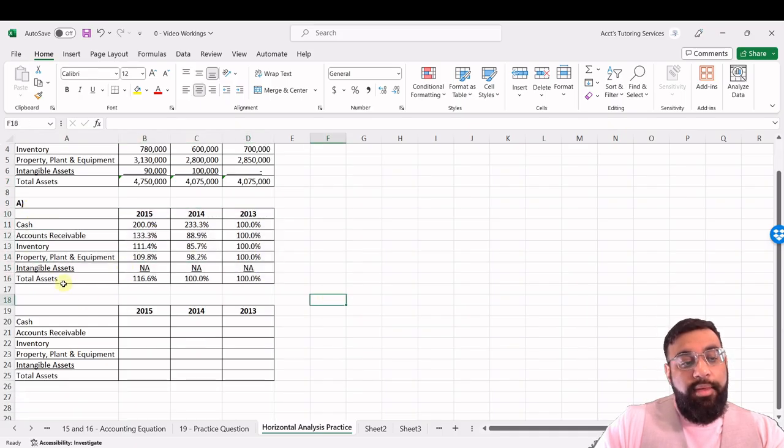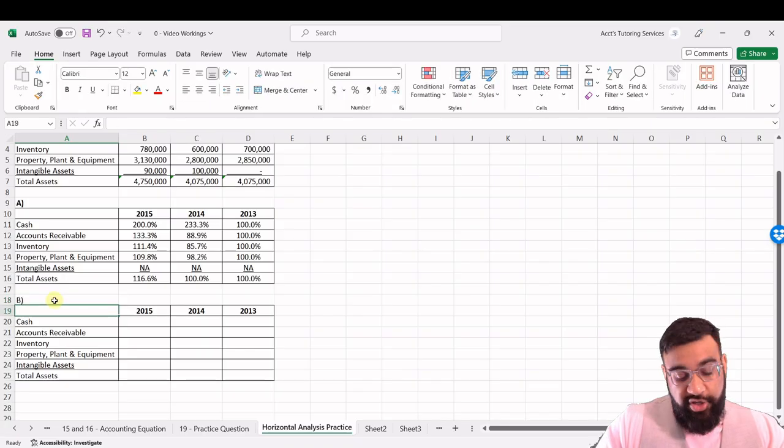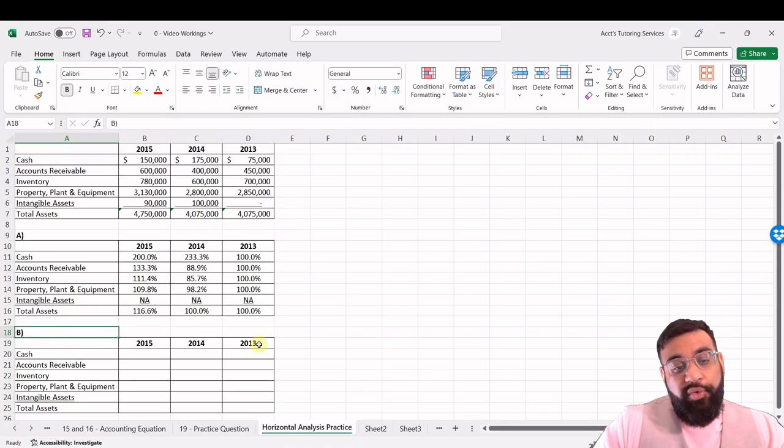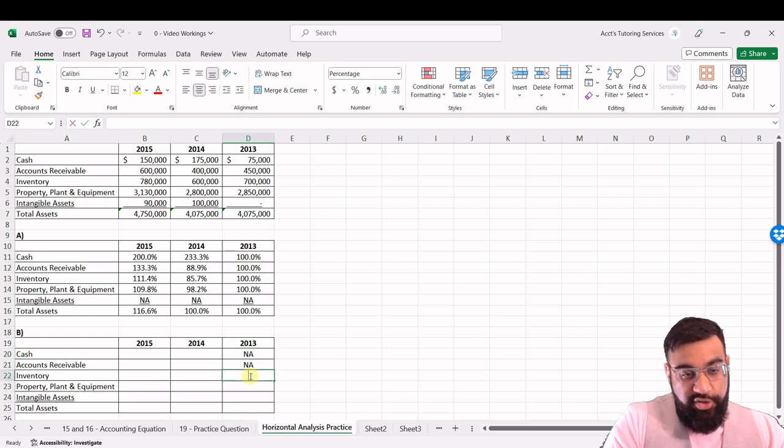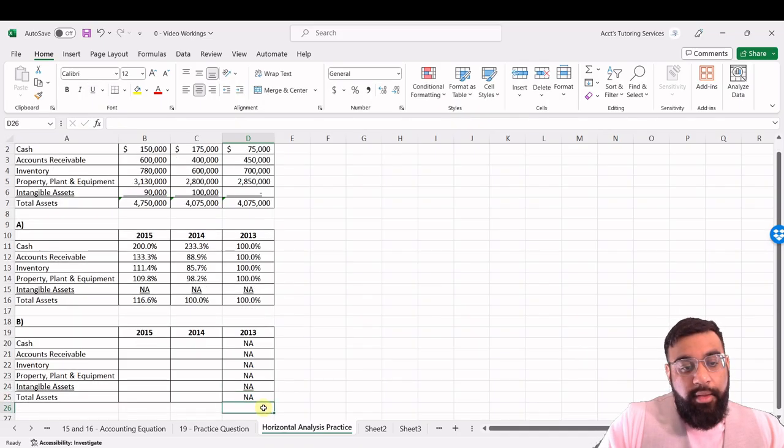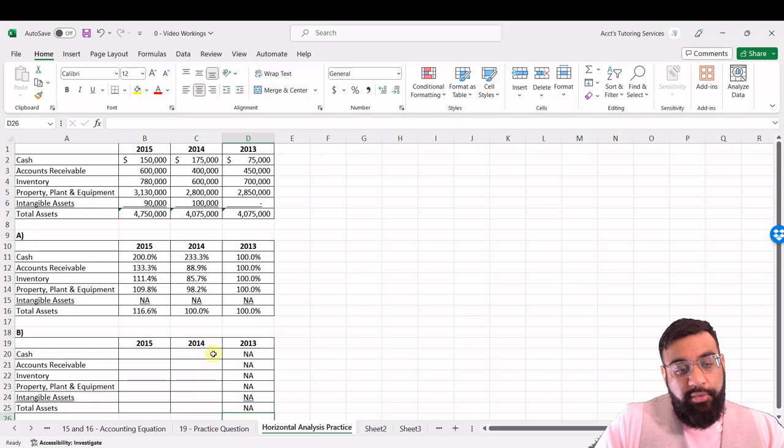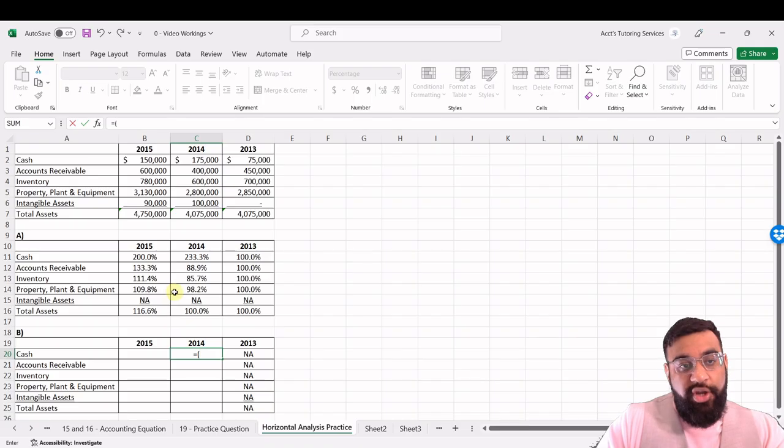Now for part B, which is the percentage change. We cannot do this for year 2013 because we don't have year 2012's information. So this is all going to be not available. Now to do it for 2014. This is a two-part formula. The first part is we want to get the dollar change. So we're going to take the analysis year, 175,000, subtracted by 75,000, in brackets, divided by the 75,000, which is 113%.